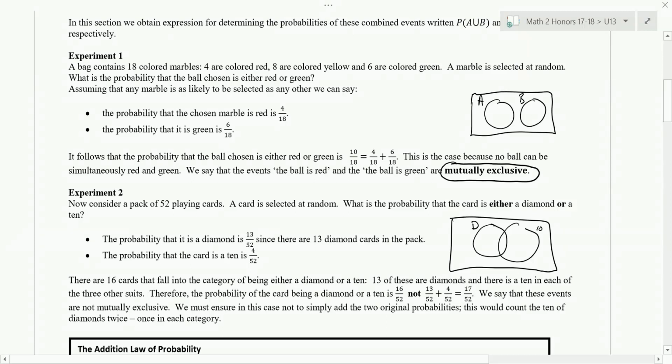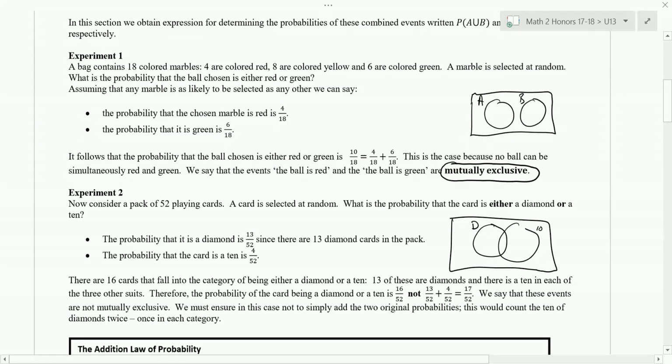13 of these are diamonds, and there is a 10 in each of the 3 other suits. Does that make sense to you? Get the 13 diamonds, one of them is a 10 already, so there's only 3 other 10s that we need to include. Therefore, the probability of the card being a diamond is 16 over 52, not 13 over 52 plus 4 over 52. So we need to be careful.